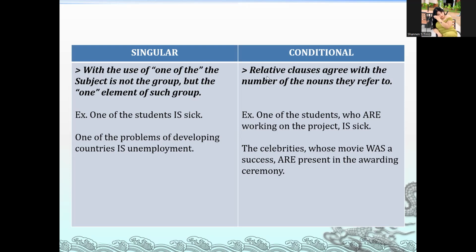Ayoko na mag-talk. Alright, so, in this situation, relative clauses agree with the number of the nouns they refer to. So, one of the students who are working on the project is sick. Gagamitan mo rin siya ng singular, kasi nasa loob siya ng phrase. Kahit may nakahiwalay na ganyan, magre-refer pa rin kayo sa subject, one of the students. Alam kong nakakalito pag may mga phrases in between, but always go back to the subject, then malalaman niyo kung ano yung verb na gagamitin ninyo. Okay? So, there you go.